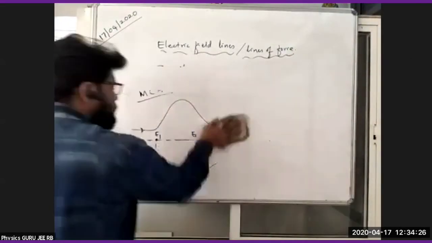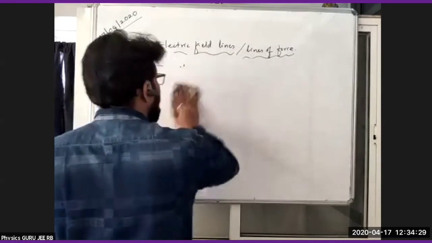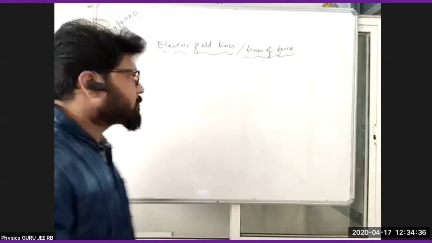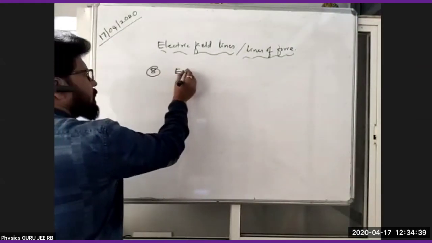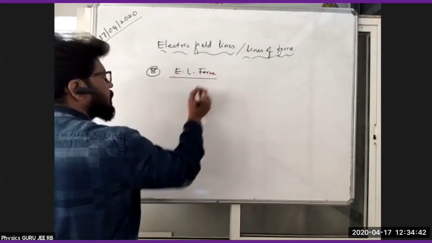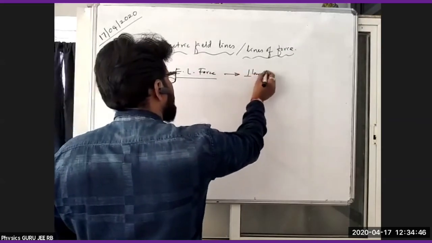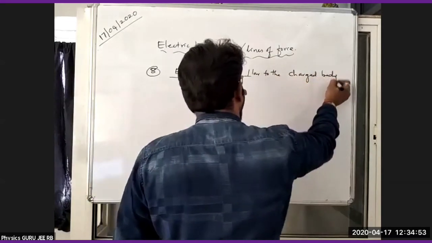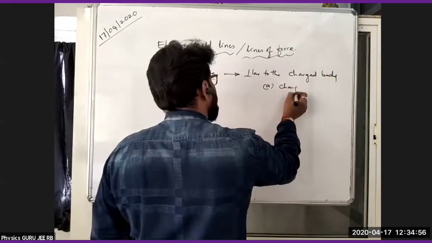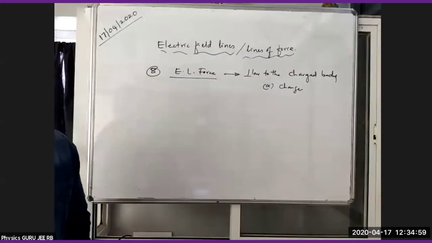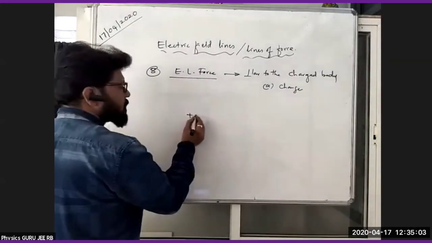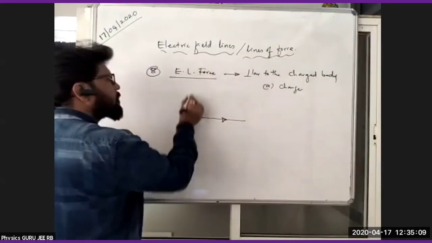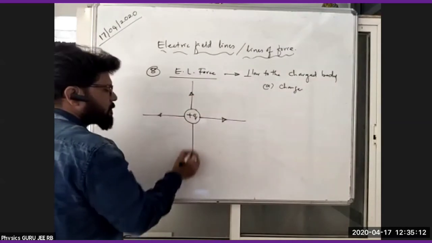Electric lines of force are perpendicular to the surface of the charged body. Eighth one. Electric lines of force are perpendicular to the charged body or a charge. If I take a charge, let us take a plus Q. This is away from it, here also away from it, here also away from it.